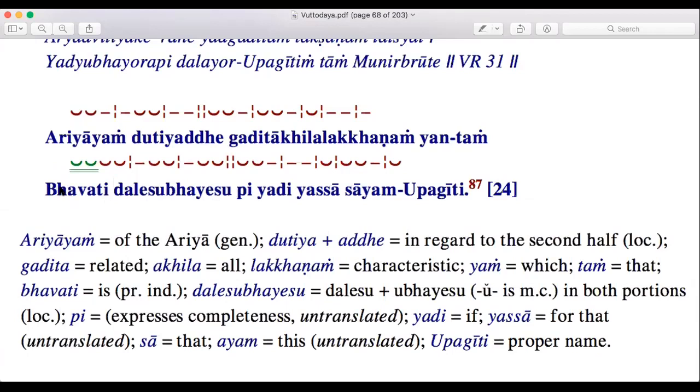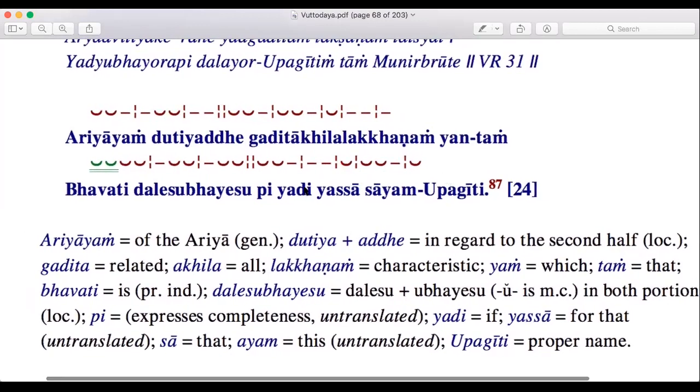Yadi bhavati, if we can see, if there is, if we can observe. Yassa, in which verse? In which verse we can observe, in both halves, the characteristics that were mentioned in the second half of Arya verse. Sa ayang, this verse is called the Upagiti verse. So that's the word to word explanation.